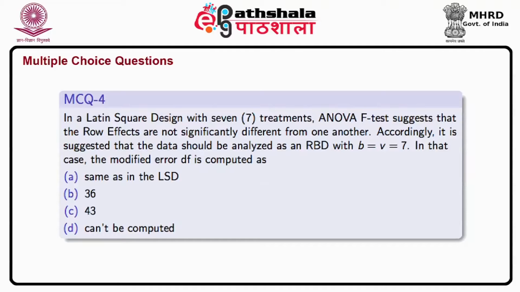So what does it say? You start with the Latin square design. You do your data analysis. You compute the ANOVA F with 7 treatments, and you find that the ANOVA F due to row effects is insignificant. So initially you thought the row effects are different from one another, but you get a feeling that the row effects are not significantly different from one another. So it is suggested that you take out the row effects and then only talk about column and treatment, so it becomes an RBD. That's the idea. Now what happens to the error degree of freedom? Is it the same as that in LSD, or is it this number, that number, or it can't be computed? You need some more information, etc.